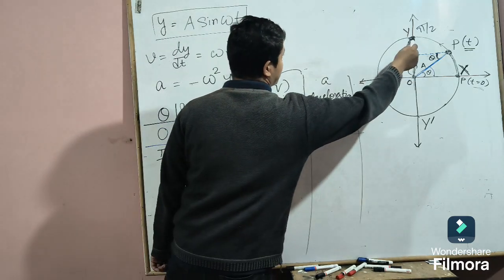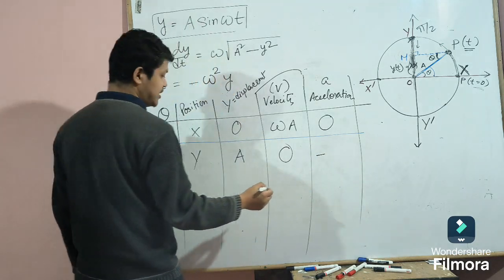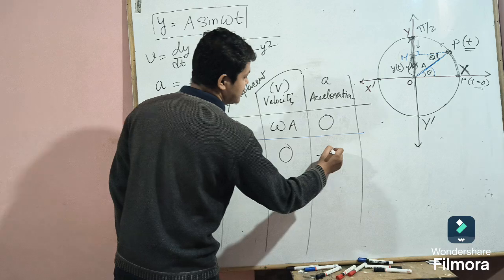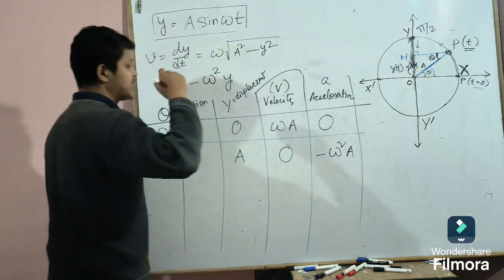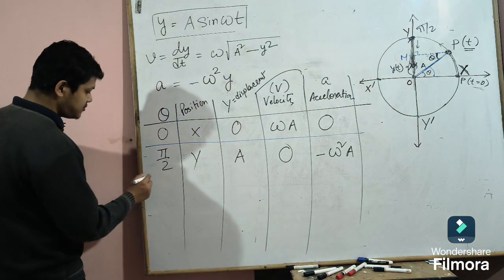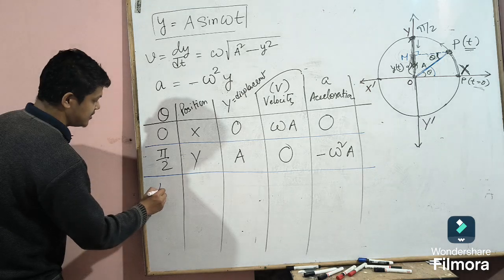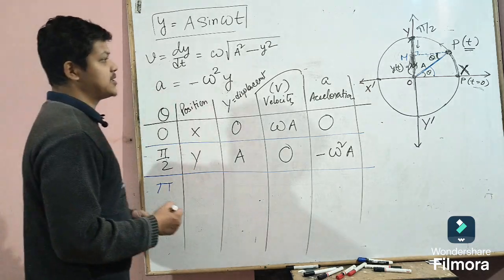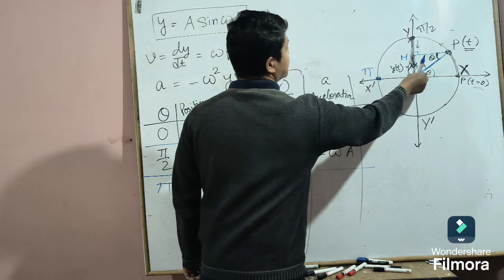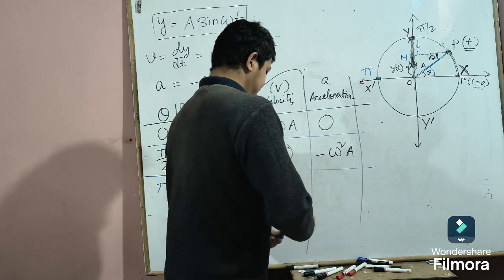When m goes up, the acceleration is acting downward, so that's why it will be minus. What will be the acceleration? If you put y is equal to a here, then acceleration will be minus omega square a, right? So similarly, when this angle theta is now pi, that means the point p is at this position here, this angle is pi, from this position to this position, right? From this one to this is pi.